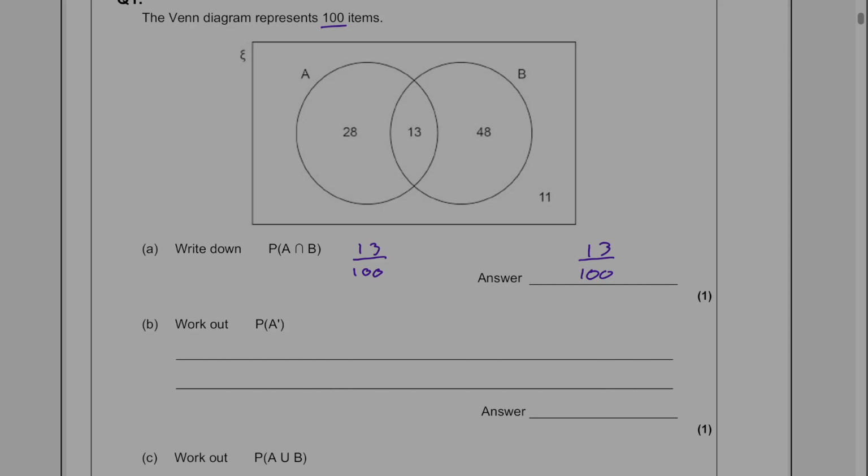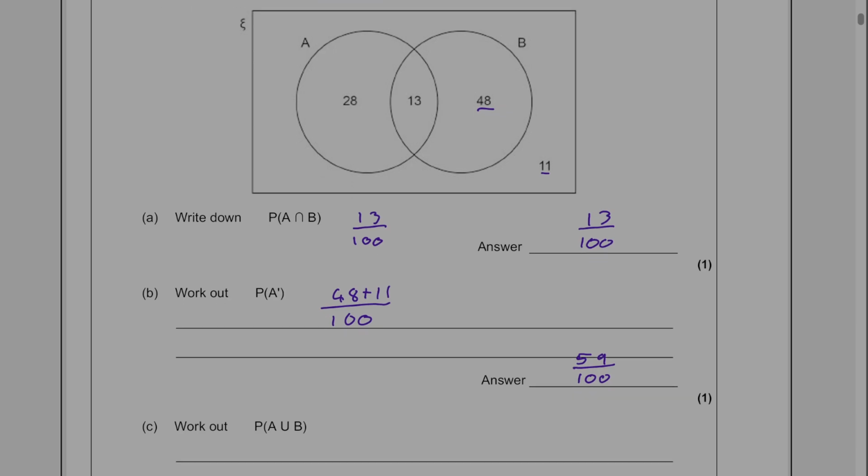Part B, work out the probability of A dashed. That means the complement of A, so the probability of it not being in A. It's got to be in that one or that one, so we're looking at 48 plus 11 out of 100. So that's going to be 59 out of 100. And again, 59% or 0.59 would also be absolutely fine.